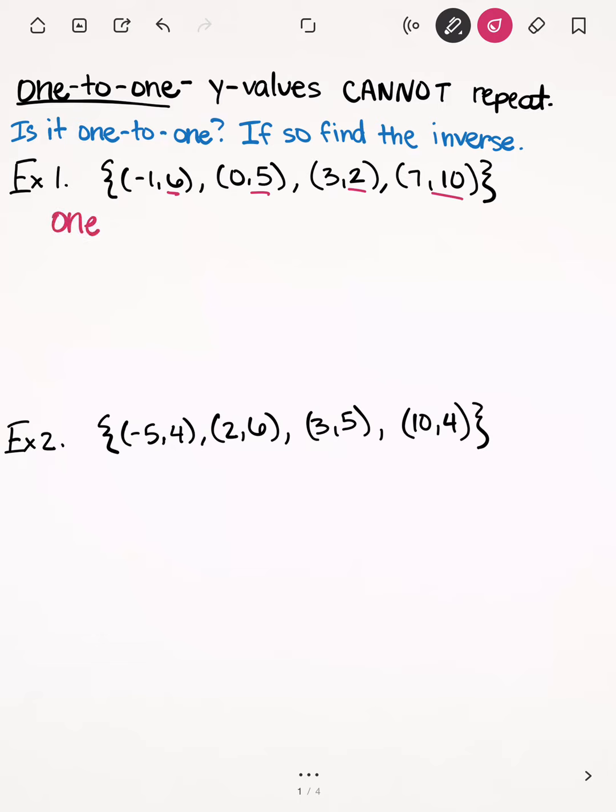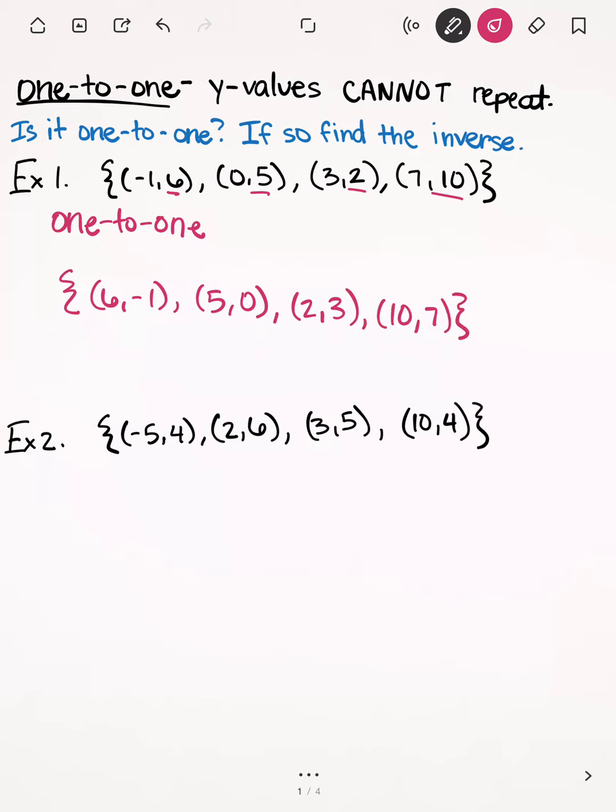So one-to-one. Which means now we find the inverse. So the inverse, we just switch the x and the y. We have 6, -1. We have 5, 0, 2, 3, and 10, 7. So that is the inverse of the given points.